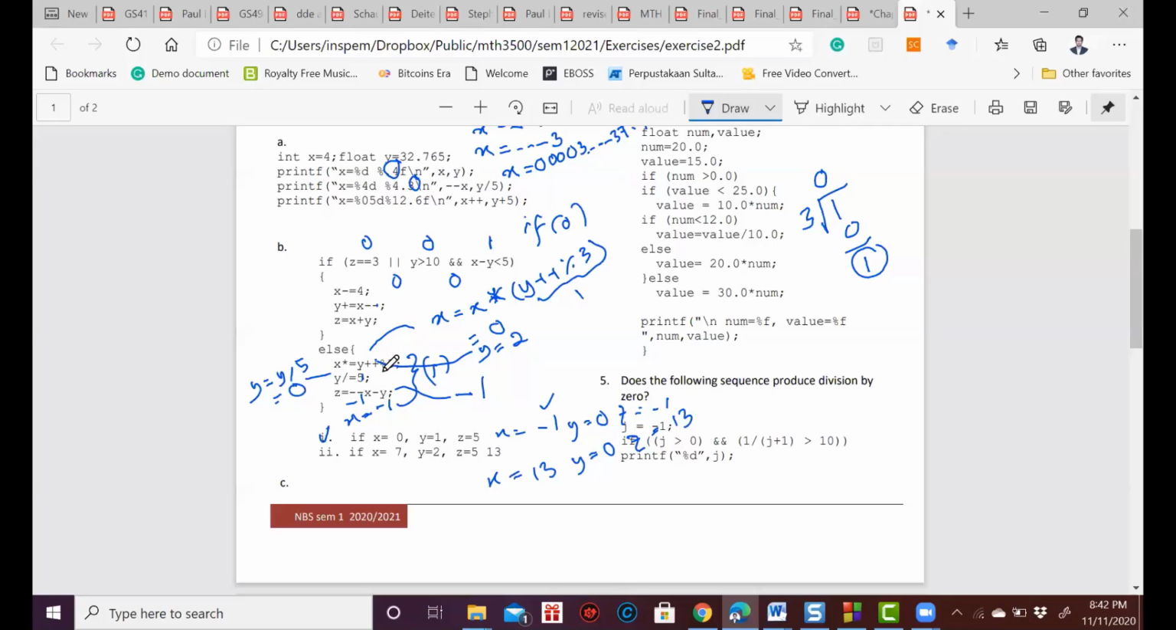Doctor, in double I, Z equals 5, 13. What does that mean? 5, 13. What is this? No, this one is not. This one is. Okay.